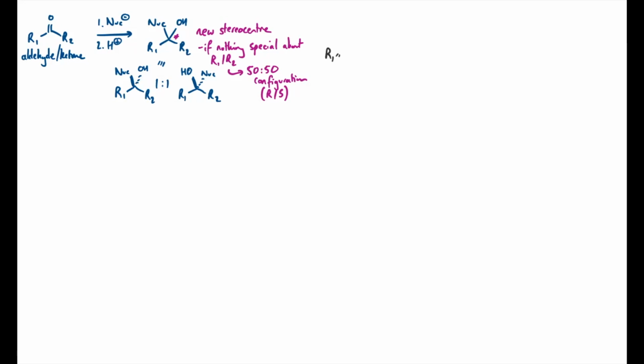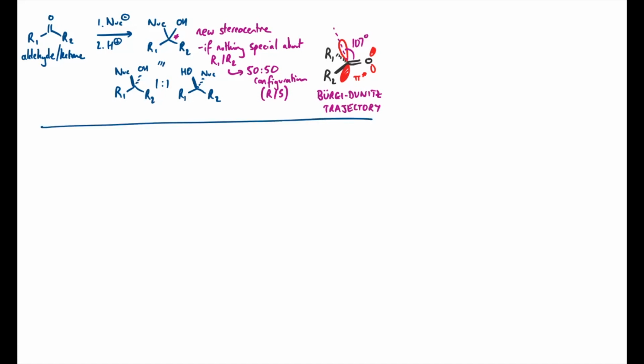And if I just draw it on its side, what we're really doing here is attacking into the pi star at an angle of 107 degrees. This is the so-called Burgi-Dunitz trajectory. And because that pi star is symmetrical on the top or bottom face of the carbonyl, there's nothing to favor one side of attack or the other.